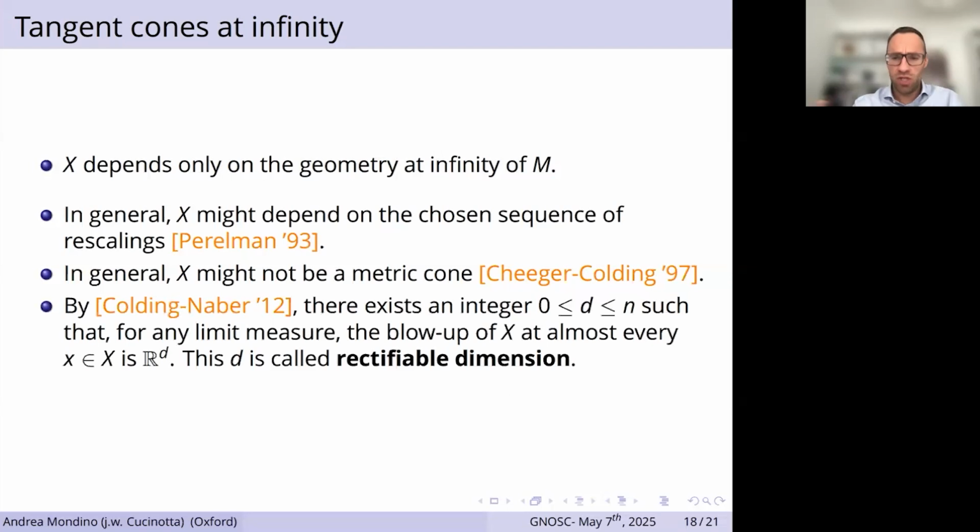Nevertheless, Cheeger-Colding proved that these tangent cones at infinity are rectifiable as metric spaces. For almost every point, they have a Euclidean tangent. And Colding-Naber proved that this Euclidean tangent has a well-defined dimension. So the dimension of these Euclidean tangents doesn't change from point to point. This means that every tangent cone at infinity will have a well-defined dimension called the rectifiable dimension, which is the dimension of the tangent spaces at almost every point.